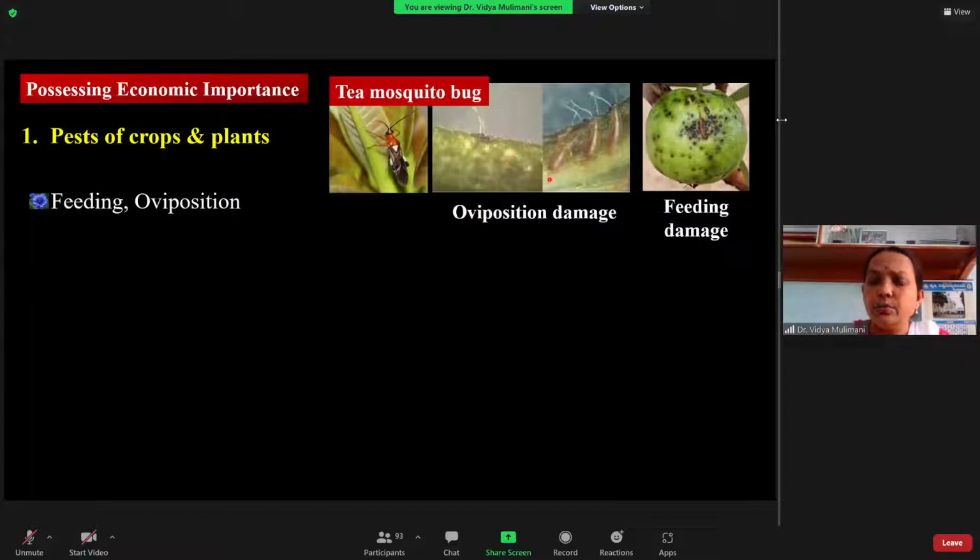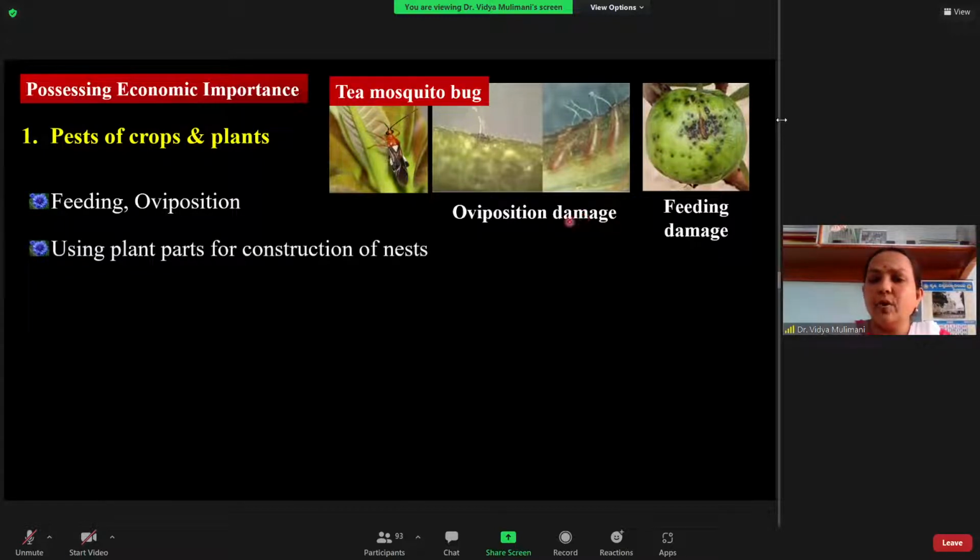In these two photographs, what you have in the center are the eggs, where they mainly lay the egg into the tender shoot. Whenever fresh shoots are coming, that portion is mainly preferred by these bugs. So the female lays or inserts eggs into the tender shoots. Because of that you can also see the drying of the plant. So this is the oviposition damage and this is the feeding damage. One is direct and another is indirect damage.